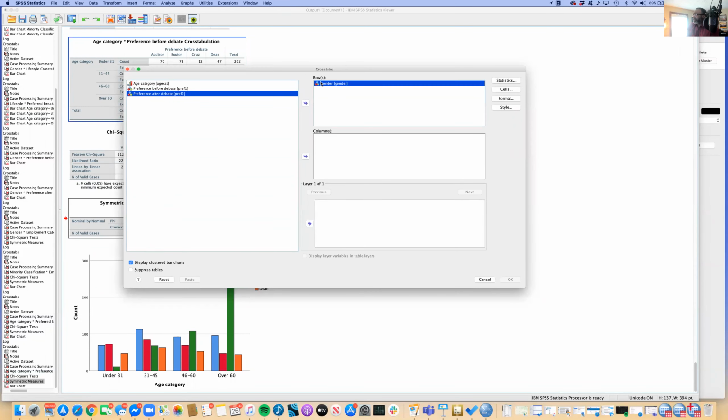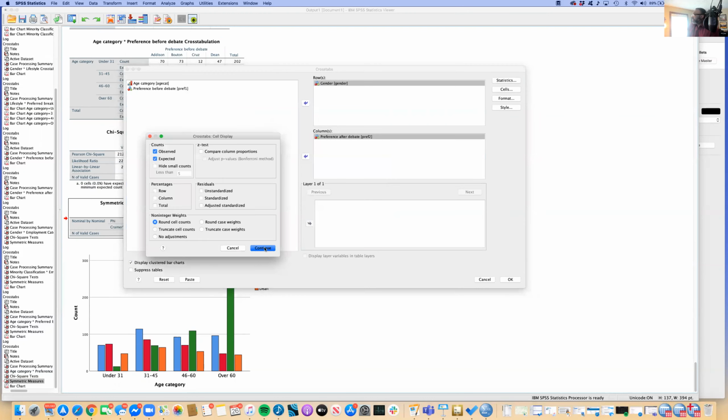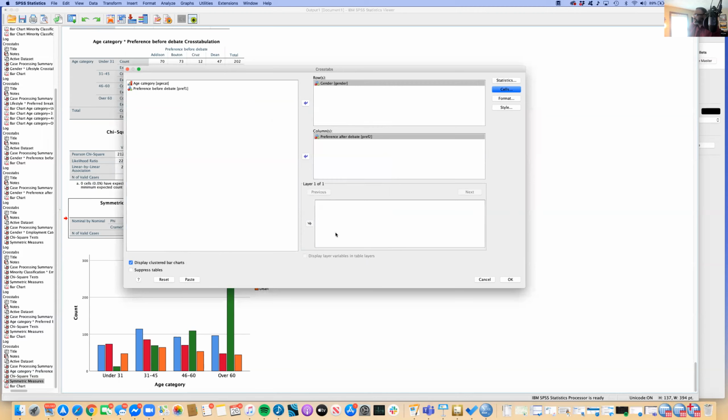So for column, we're going to be doing preference after the debate. We don't have to change anything in terms of statistics or cells. We'll leave clustered bar charts here. Again, we're trying to figure out, is there a relationship between gender and preference after the debate? Who can give me my null hypothesis? There is no relationship between gender and preference after the debate. Absolutely.